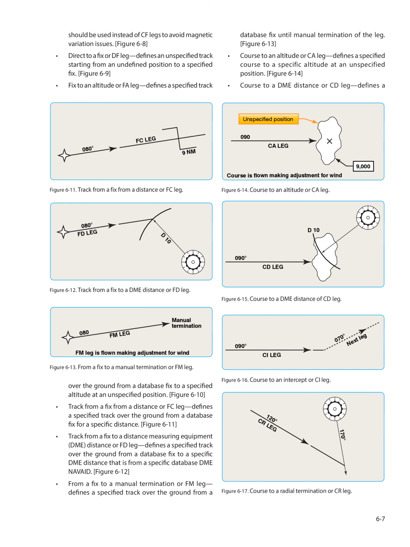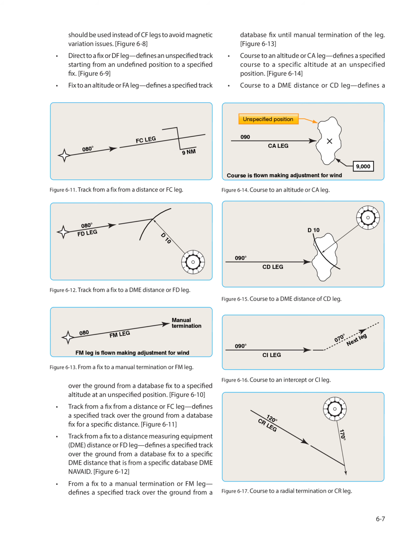Figure 6.11, track from a fix to a distance measuring equipment, DME, distance, or FD leg, defines a specified track over the ground from a database fix to a specific DME distance that is from a specific database DME navaid. Figure 6.12, from a fix to a manual termination, or FM leg, defines a specified track over the ground from a database fix until manual termination of the leg.